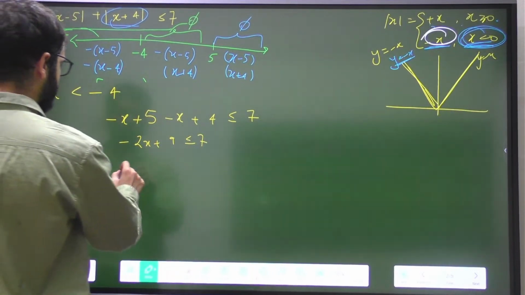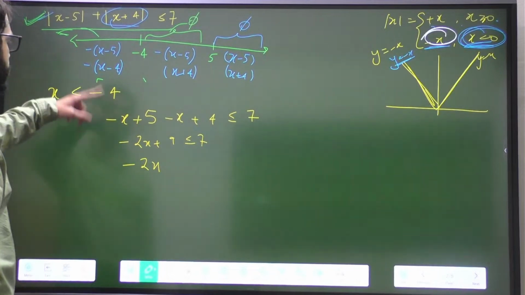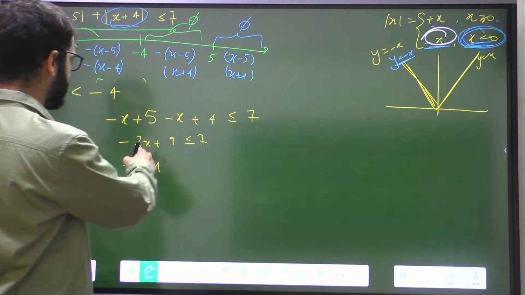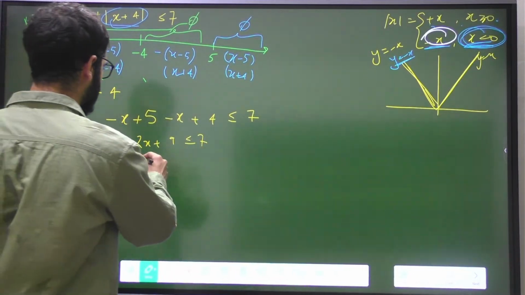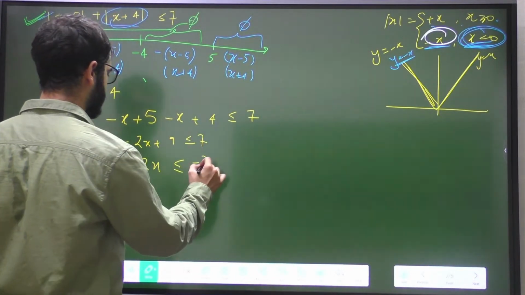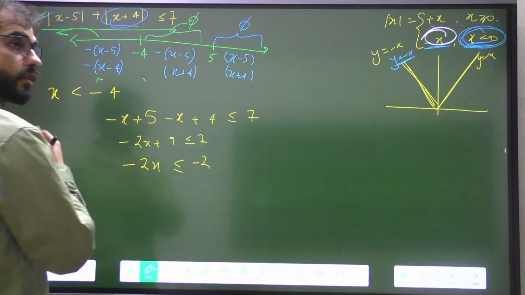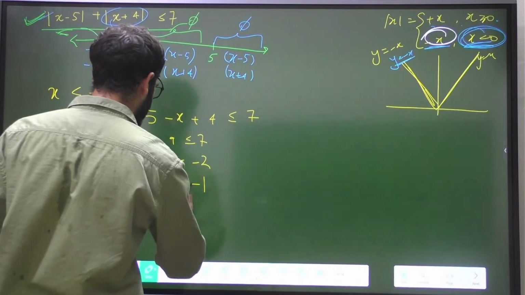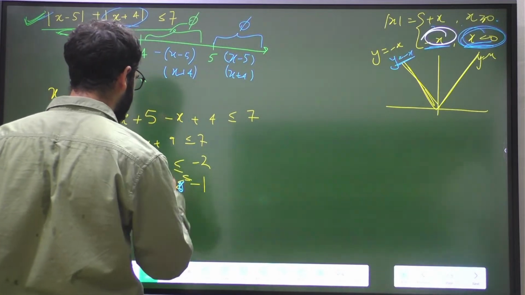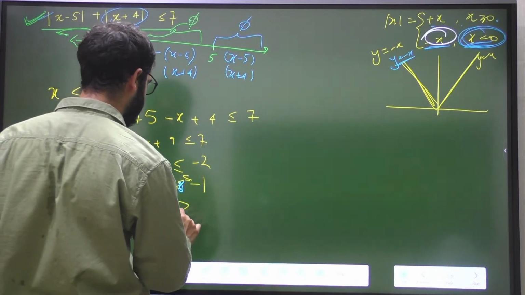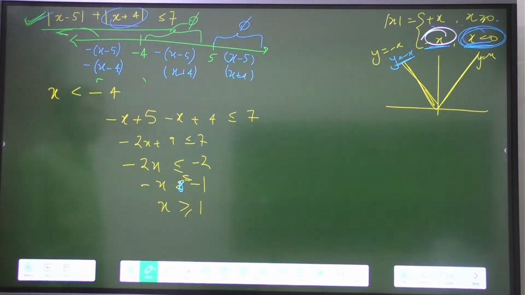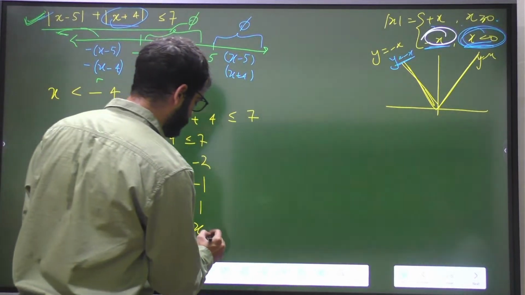So finally it becomes minus x plus 5 minus x plus 4 less than equal to 7. So it is minus 2x plus 9 less than equal to 7. Minus 2x less than equal to minus 2. So I can say that minus of x is less than equal to minus of 1. If I multiply minus on both the sides, I get x is greater than or equal to 1. Is it possible that x is less than minus 4 as well as greater than equal to 1? No, that is not possible. So again I will say x belongs to 5.